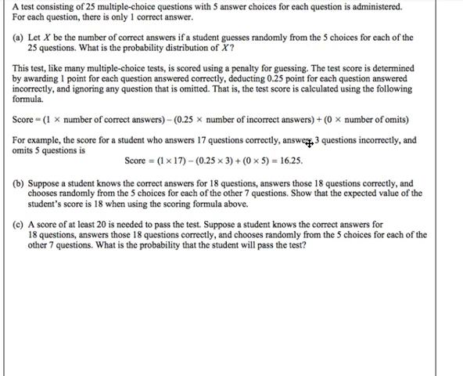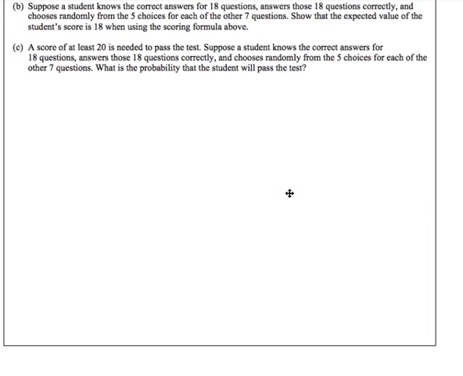Suppose a student knows the correct answer for 18 questions, answers those 18 correctly, and then randomly guesses from 5 choices for the other 7. Show that the expected value of the student's score is 18 when using the scoring formula above. All right, so we're talking about expected value here, their expected score.